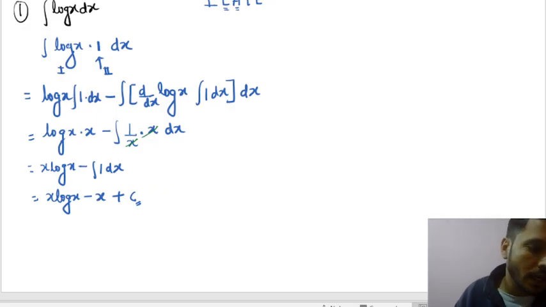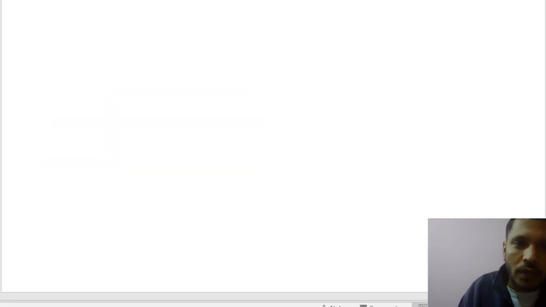Now let's take another example. Suppose you are given the integral of x into e to the power x. How can we do that?